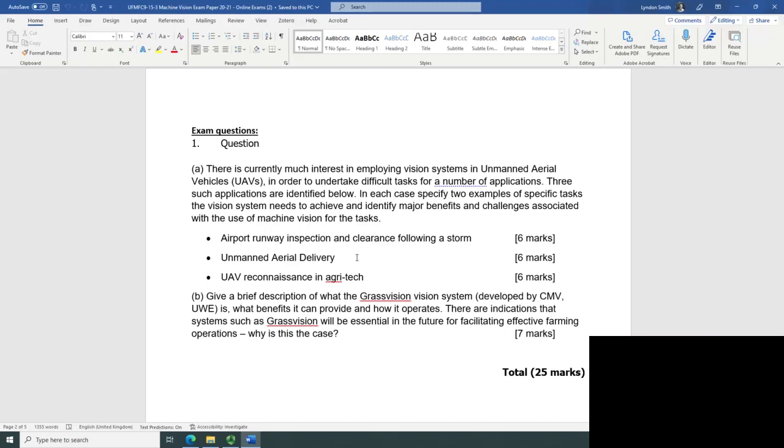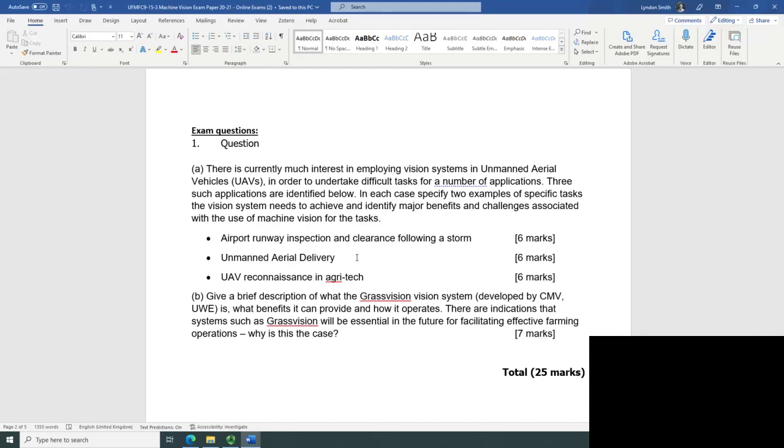I was going to say, are we able to give benefits and challenges related to using it with a UAV, or does it specifically have to be benefits and challenges related to the actual machine vision? Yeah, so it's quite difficult. In relation to the UAV, okay. So for the unmanned aerial delivery, we could list things like the UAV being stolen and things like that. Reduced human error. Well, I think you got the idea on that.